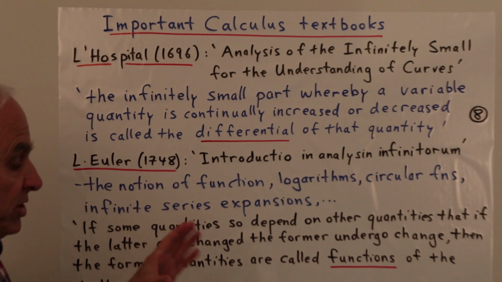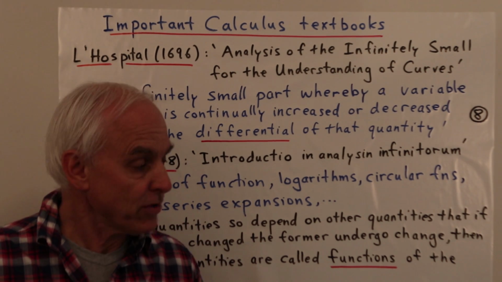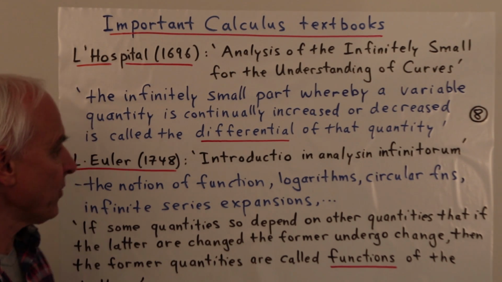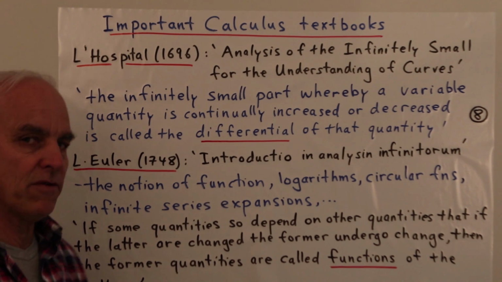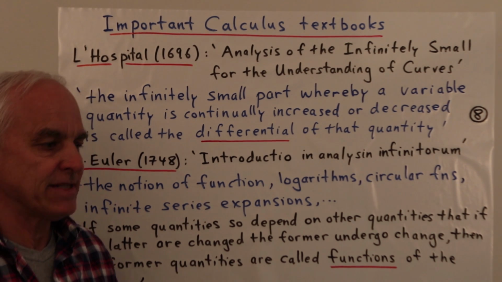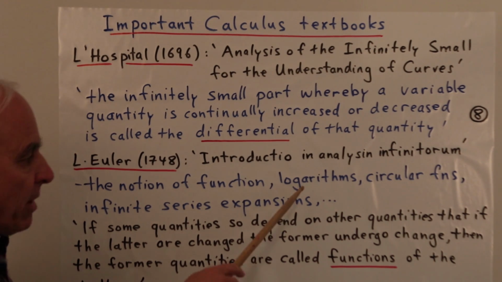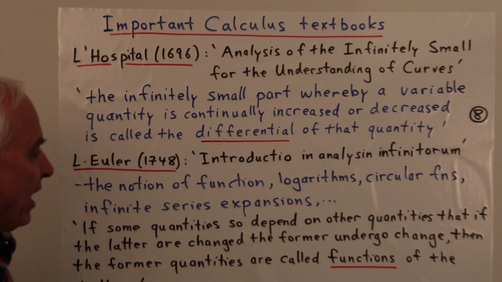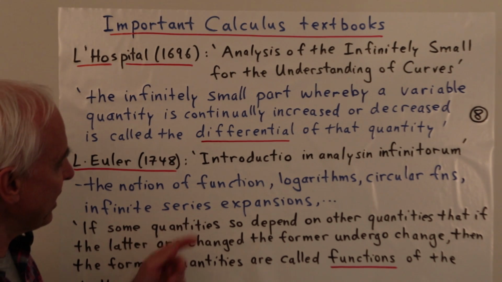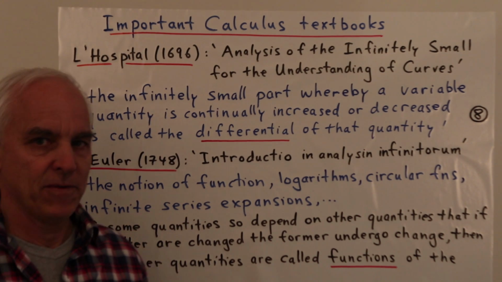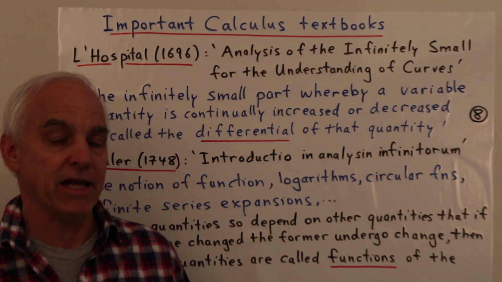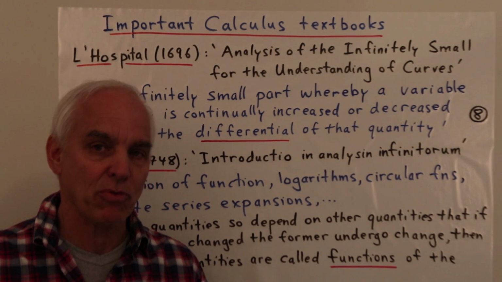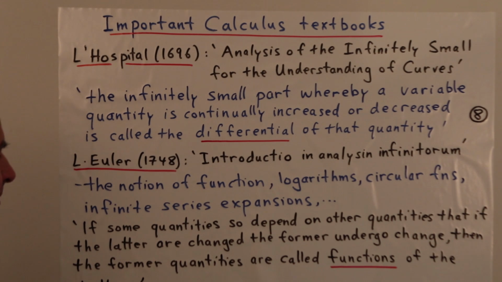And in this textbook, which is actually quite readable, if you get an English translation, there's actually a lot of modern developments. It's here where he introduces the notion of function in a somewhat more modern sense. He talks about logarithms, circular functions like sines and cosines and tans. And he is very interested in infinite series expansions of things that Newton had already investigated and other people too, but Euler was very good at mastering the algebra of infinite series.